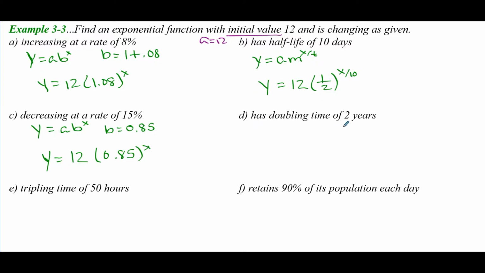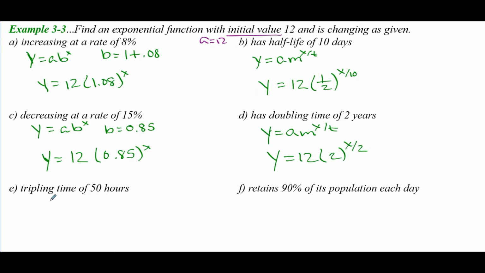D says we have a doubling time of 2 years. So again, since they told us that time factor change, we're going to use that second equation, y equals a times m to the x over t. So since we're doubling, m is going to be 2, and my time is also 2. So this is going to be y equals 12 times 2 to the x over 2.